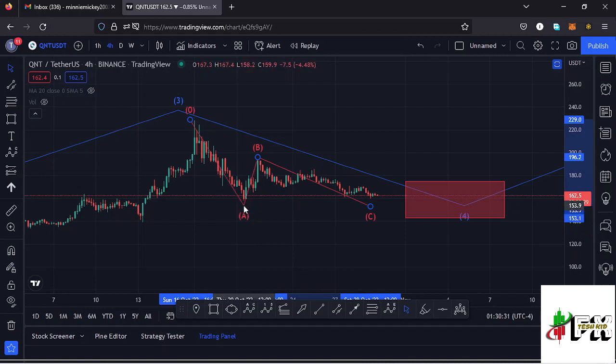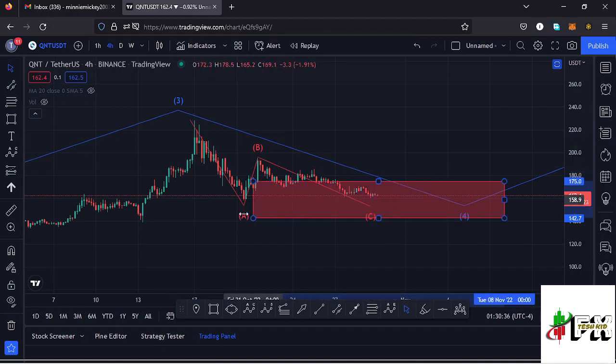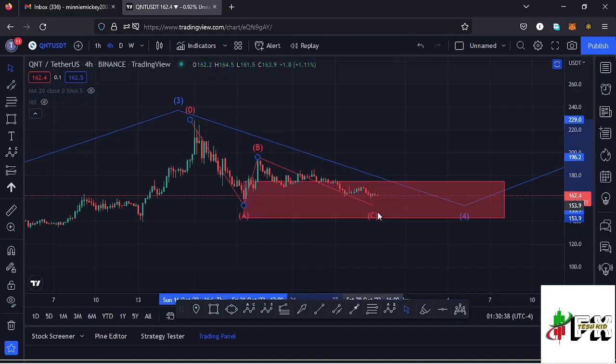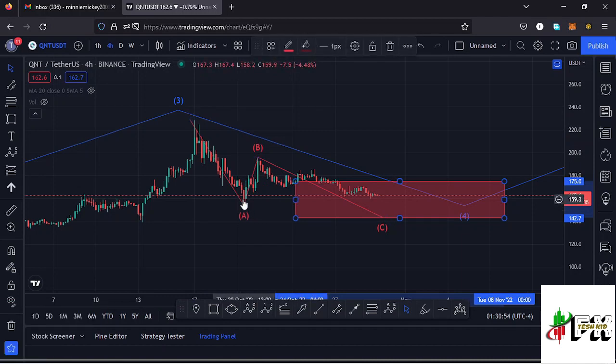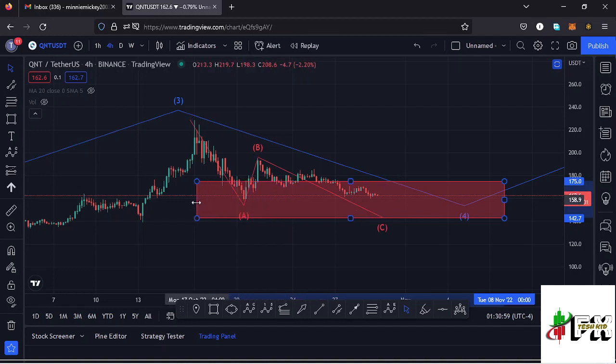And you can see in this ABC corrective structure right here, we are yet to make a low for that wave C, and that low for that wave C, I'm expecting it to maybe fully maximize this target area that I have drawn out over here by maybe taking us back to around the $142 mark. It's not a must that we go back to around the $142 mark, but I need a low that is below the $158 mark.